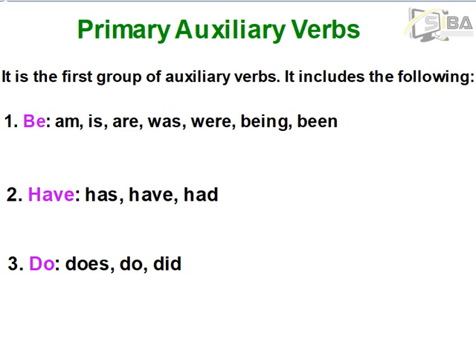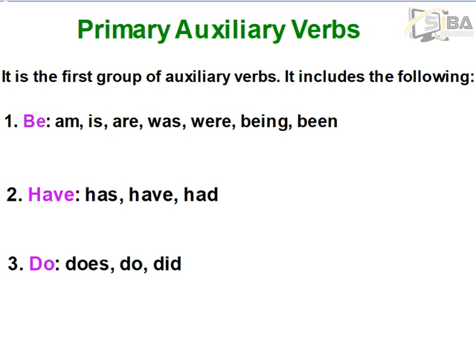Now if you take the first one, the verb to be, am is used for singular pronoun I, and is is for singular pronoun he, she, or it. Are and were are used for plural pronouns or plural nouns. In the case of have, we have has and had. Has is used for singular noun or singular pronoun, but have is used for plural nouns or plural pronouns. Had can be used for both, either singular or plural nouns.